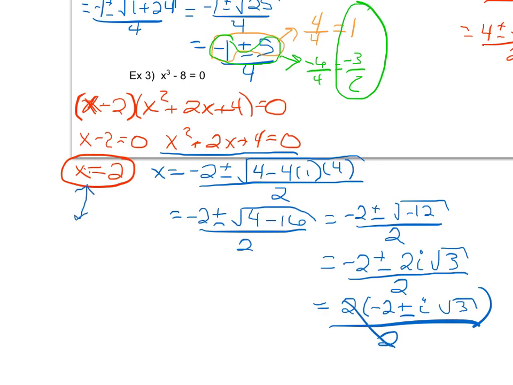I have my second solution and my third solution of x equals negative, oh, and I'm sorry, I have a mistake here. I'm rushing. This should have been a 1, because when I factor a 2 out of negative 2, I'm left with negative 1. Negative 1 plus or minus i times the square root of 3.